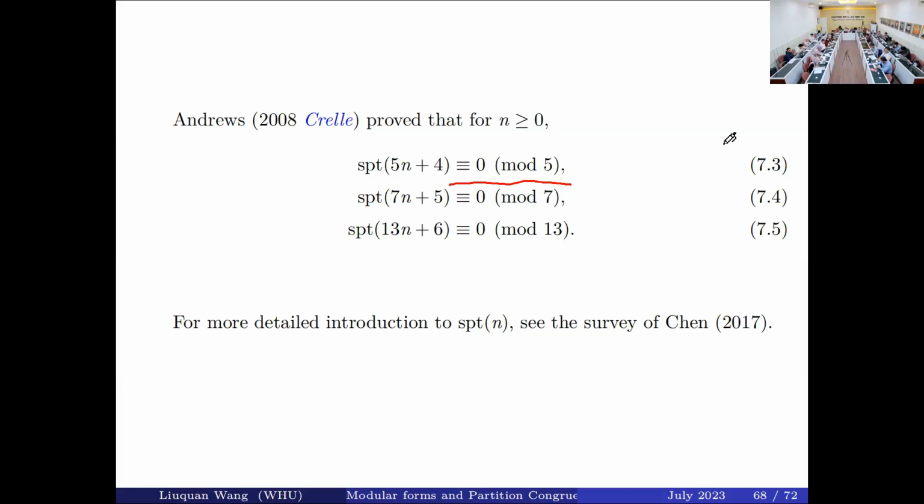At least we know the idea of how to apply modular forms in partition theory. Because this morning I mentioned to them, the congruences look simple, like SPT(5n+4) congruent to 0 modulo 5. But the proof behind it is a different thing. So maybe once more, let's give him a big applause.